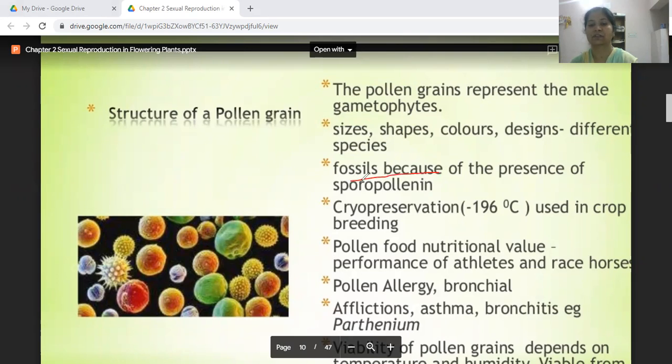They can be fossilized because of the presence of a tough substance on the outermost layer called sporopollenin. Cryopreservation: pollen can be stored in pollen banks at minus 196 degrees Celsius, a very cold temperature, and used later for crop breeding experiments. Pollen food nutritional value: the performance of athletes and race horses can be increased by consumption of pollen grain.